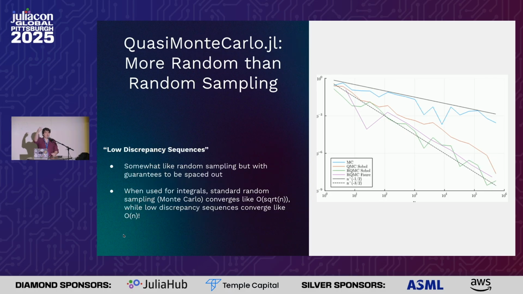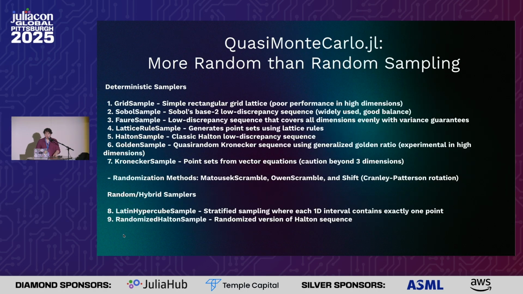That convergence goes to O of n, so you double the convergence rate in a sense. So if that flew right by, basically it's provably a better way to sample high-dimensional spaces. And so QuasiMonteCarlo.jl is a whole library of, well, okay, it has the grid sample there just as a, oh, hey, look, there's a grid.